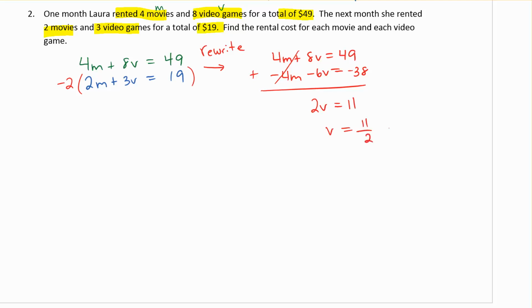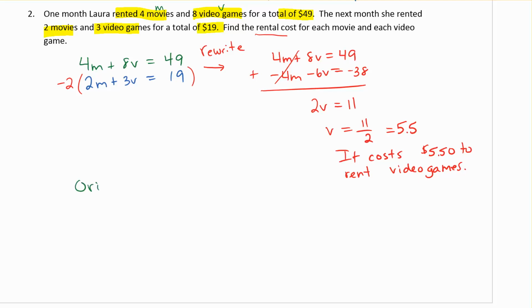So V is 11 divided by 2. So 11 divided by 2 is 5.5. Remember, we're finding the rental cost. So it cost $5.50 to rent V, video games. So sometimes picking variables that aren't x's and y's are helpful because it lets you know what your final answer represents. So now to find the cost to rent the movies, I've got to go back to my original equation.